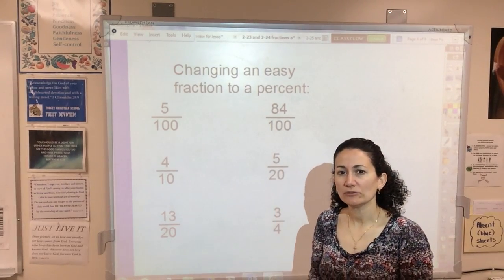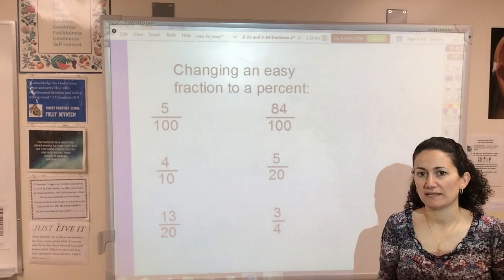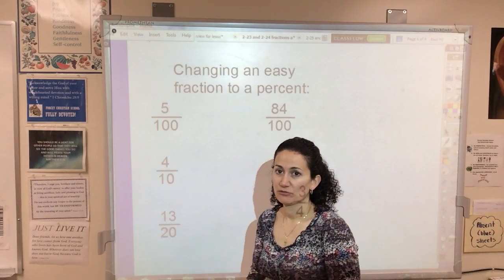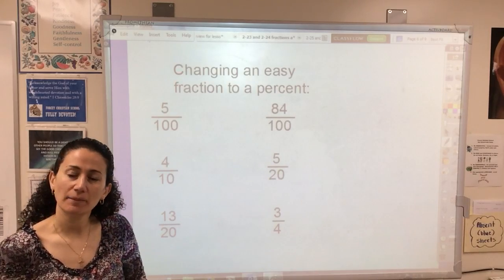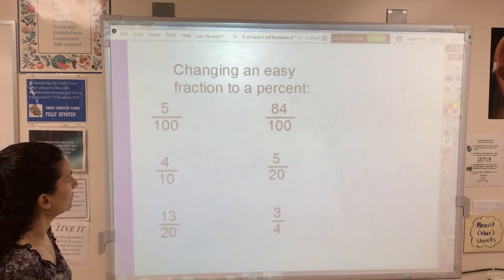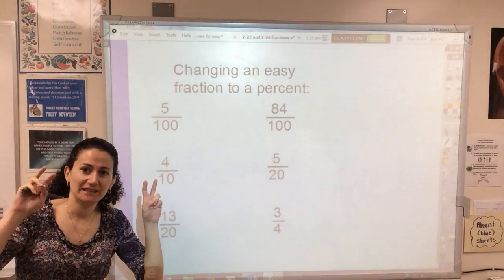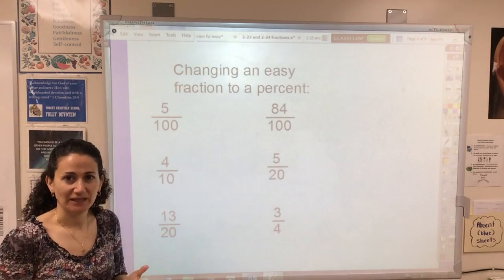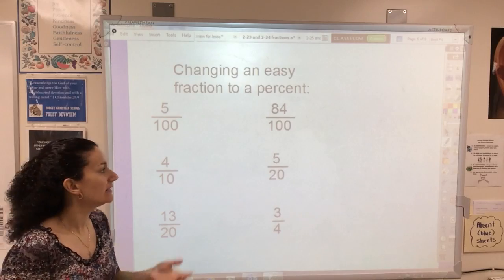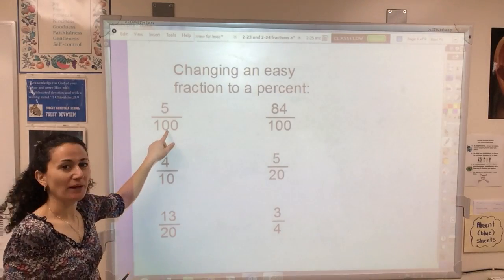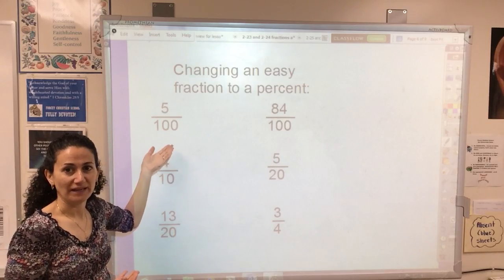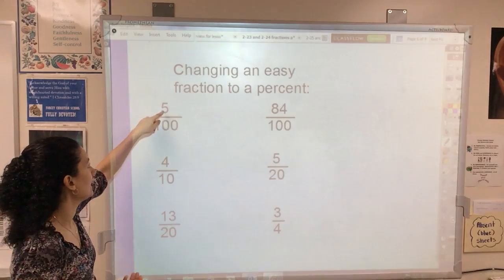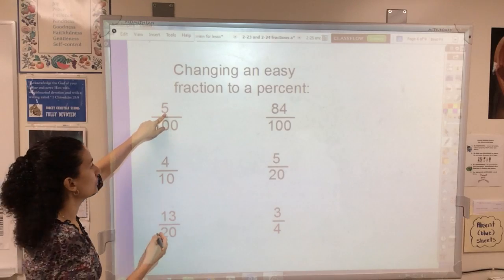I'm going to show you how to change a fraction to a percent. These problems can range from easy to very difficult depending on the denominator. If you have a fraction with what I call an easy denominator, changing to a percent is a piece of cake. For example, if you have 100 as a denominator, then your fraction is already out of 100, and you can just take the numerator and write it with a percent sign.